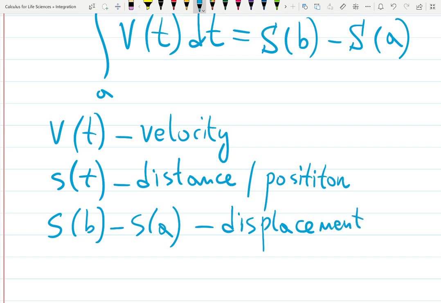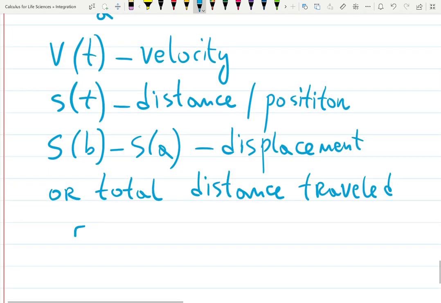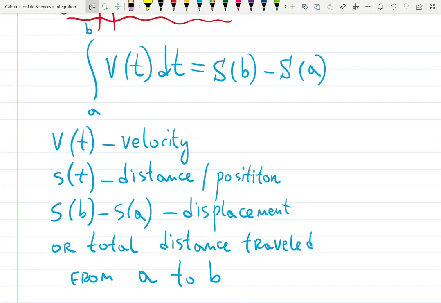Displacement or total distance traveled. From what to what? From A to B. While you're writing, I will remind you, I did it before. So I explained it before.